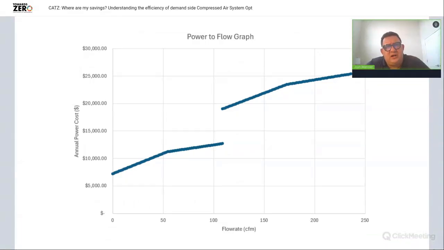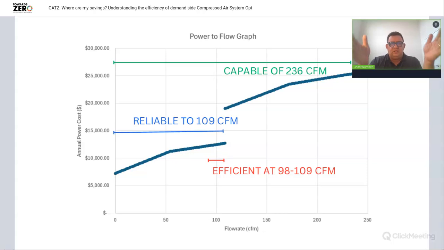Now, in the scenario that we talked about, we had two 25 horsepower compressors in a facility where it was designed to have one of them running and one of them on backup. When we got there that day, the second compressor was off, but that was not the normal. An interesting thing about this is that the system was capable of 236 CFM, but it was reliable to 109.